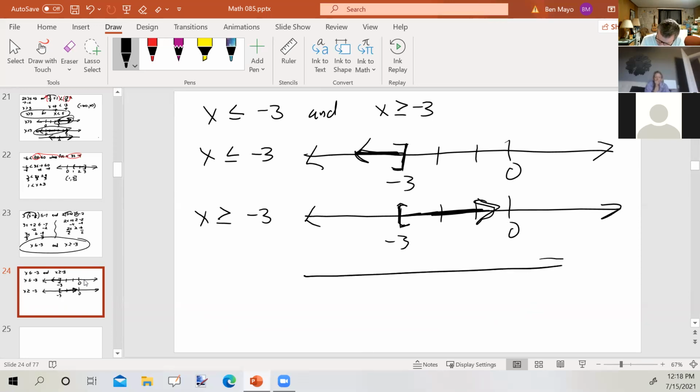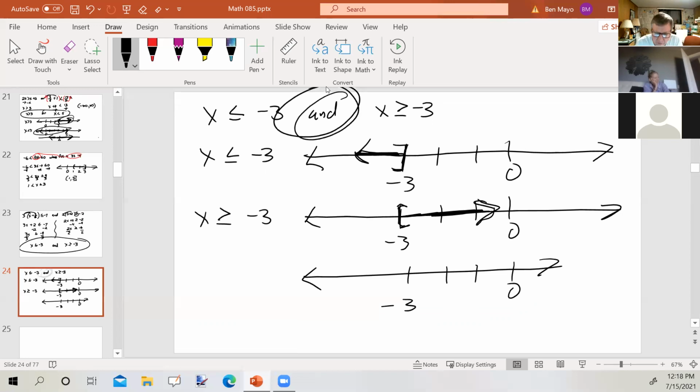Careful. What would the graph of the intersection look like? Now, the typical wrong answer or mistake is to say, oh, it's all real numbers. No, it's not. We're not talking about the union. Where do these two intersect? At just one point. -3 is all they have in common.